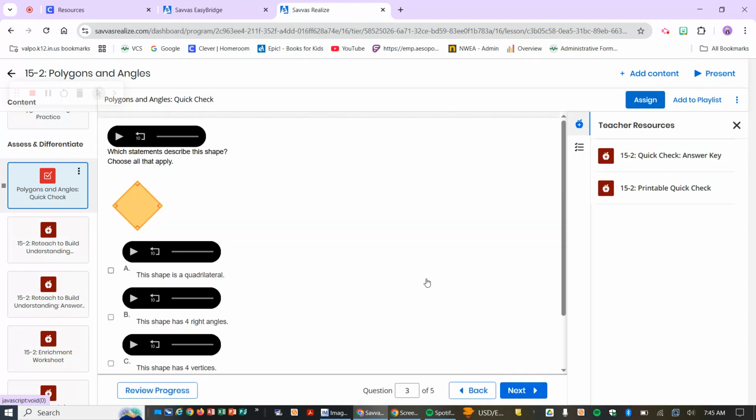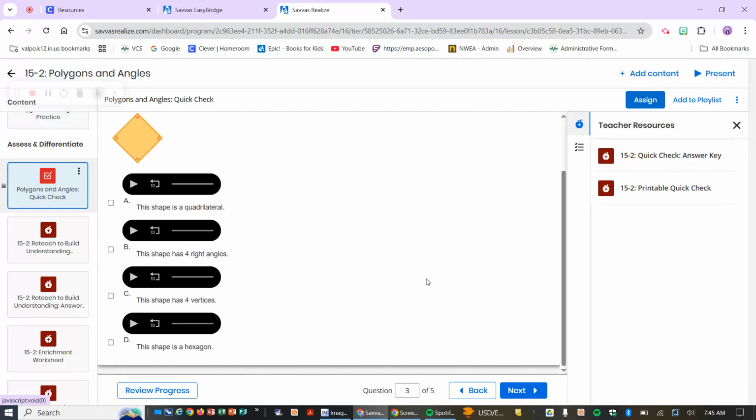Number 3, choose which statements describe this shape. Choose all that apply. So read these carefully. This shape is a quadrilateral. This shape has 4 right angles. This shape has 4 vertices. Remember, vertices is the same as corners. This shape is a hexagon. Choose all that apply. In order to get this one right, you're going to have to choose all the answers that work.